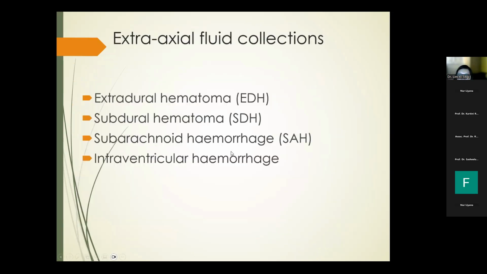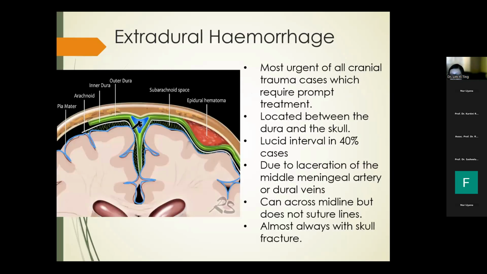So first, I will start with the extra-axial fluid collections. It includes the extradural hematoma, subdural hematoma, subarachnoid, and also intraventricular hemorrhage. Extradural hemorrhage is the most common of all cranial trauma cases which require prompt treatment. It's located between the dura and also the skull, as we can see here.